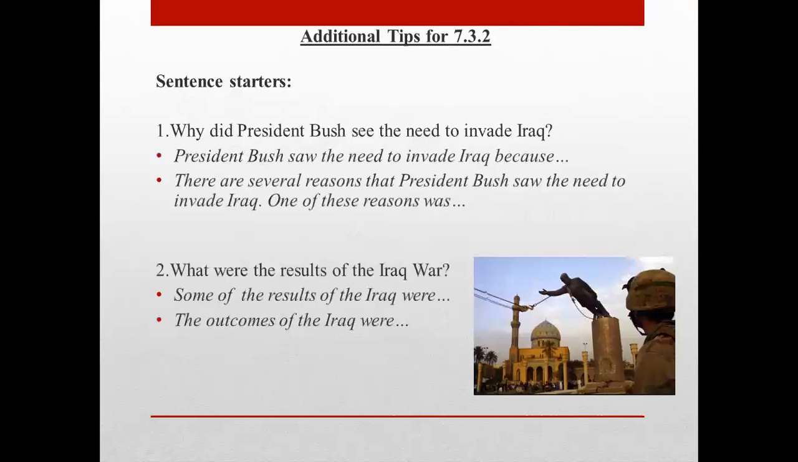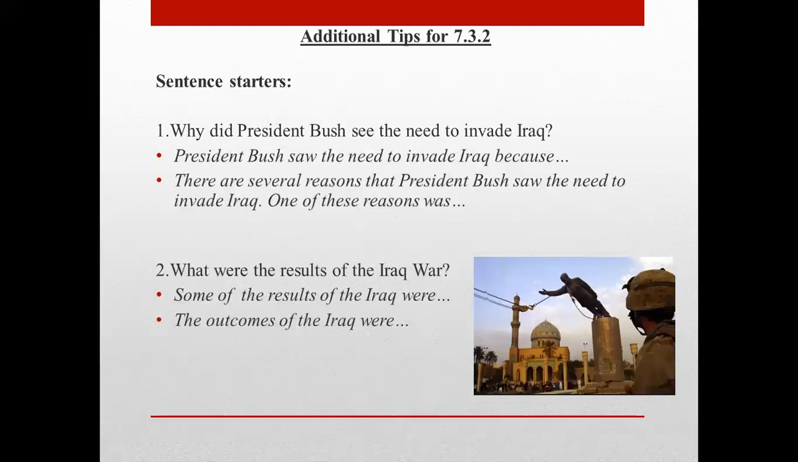All right, here's some sentence starters. If you're having a hard time just getting started, that's the hardest part of writing, I think, is writing that first sentence, because that first sentence really is going to define the rest of the writing. Here's some sentence starters for you.